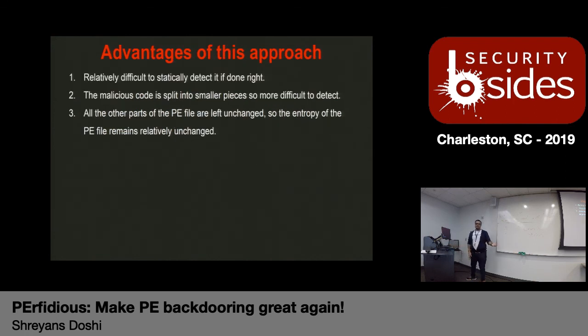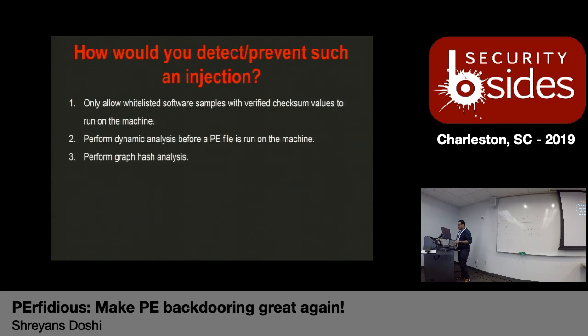Now, advantages of this approach: it is relatively difficult to detect statically if it is done really well, right? The malicious code itself is split into smaller pieces, so it is difficult to detect. All the other parts of the PE file are left relatively unchanged, right? You're just making changes to the .text section, and you're performing the individually dependent changes inside the PE file, but not the entire PE file is being changed, right? So it is relatively unchanged. So these are some of the advantages of this approach.